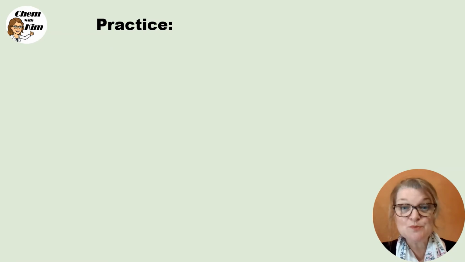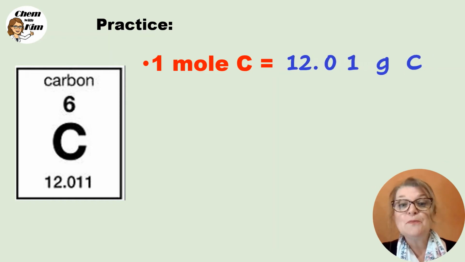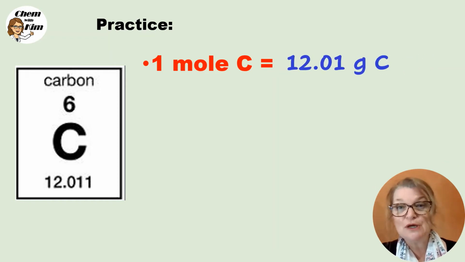So let's try some practice. If we wanted to find the molar mass of carbon, or the mass of 1 mole of carbon, we'd look up carbon on the periodic table. We can see that its atomic mass is 12.011. Well, we're going to round that to the hundredths place. So that last one is going to be cut off. So the mass of 1 mole of carbon would be 12.01 grams.